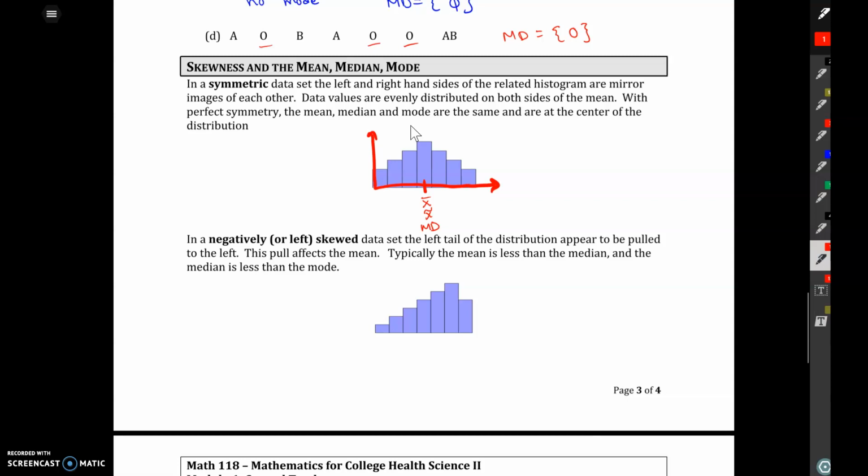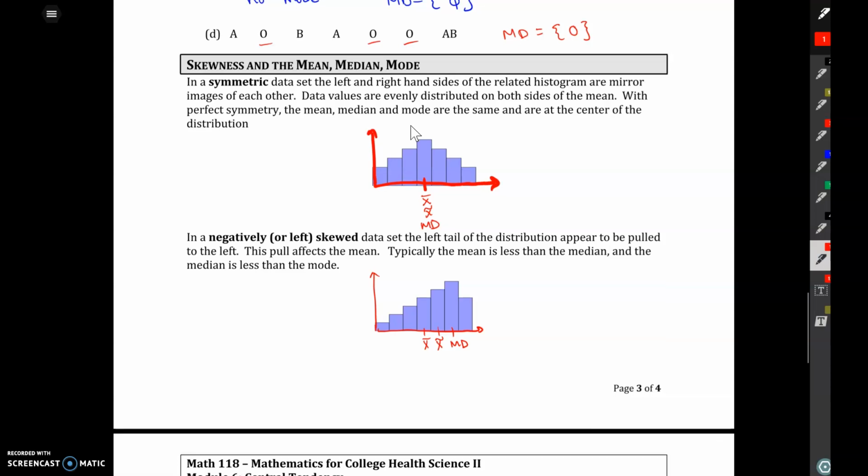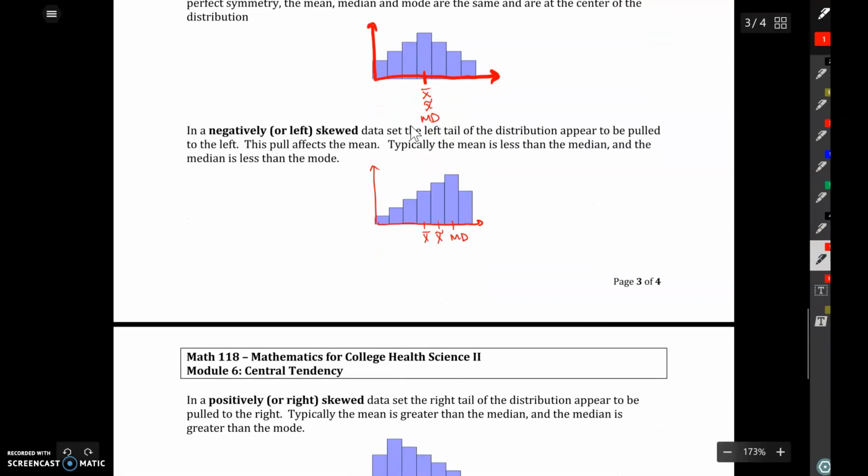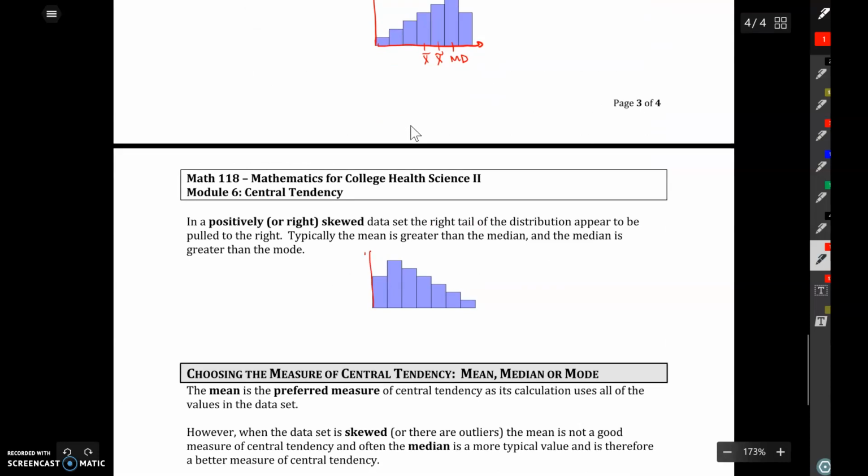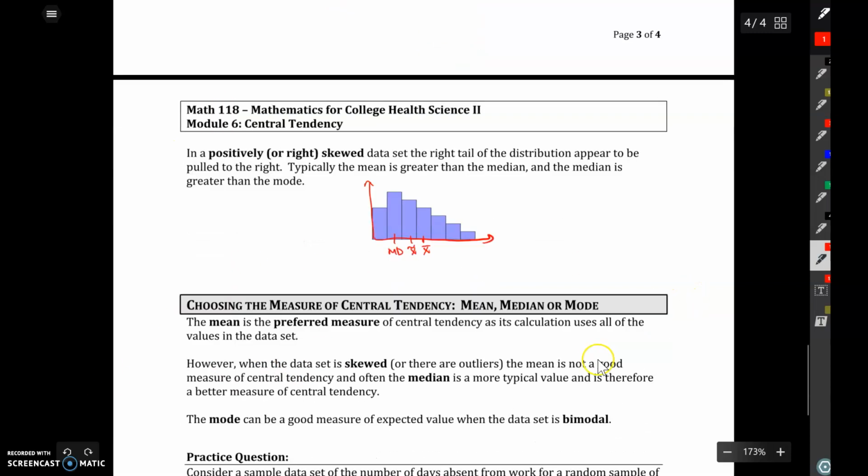Okay? When our data is negatively or left skewed, what happens is the mode tends to be higher than the median, which tends to be higher than the mean. And when our data is positively skewed, then again, what we see is the mode will be the lowest value, the median will be the next highest, and then the outlier value pulls the mean higher than the rest. Okay.